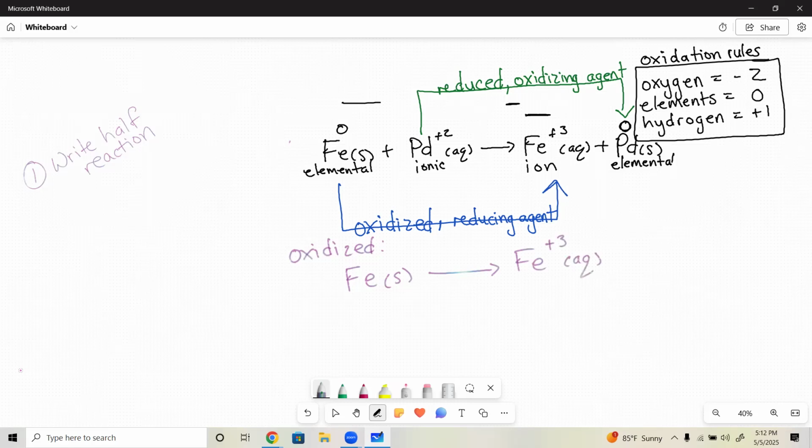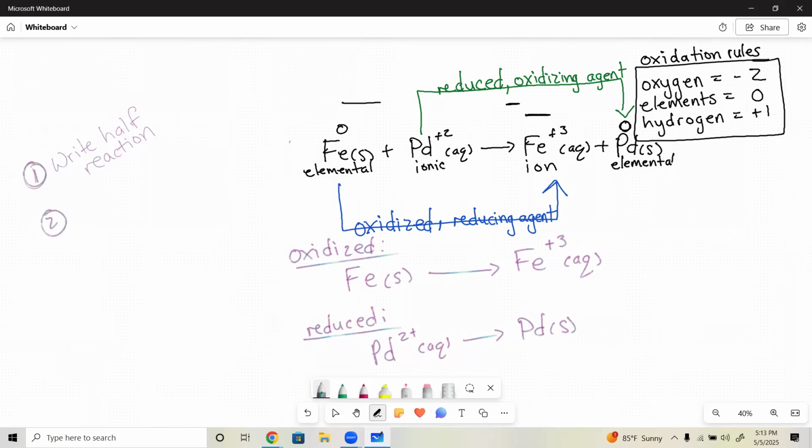Okay, and then we need to do the reduction guy. That's the one that became more negative. And that's anybody touching the one that gained electrons, that became more negative. And that's palladium. So we wrote our half reactions.